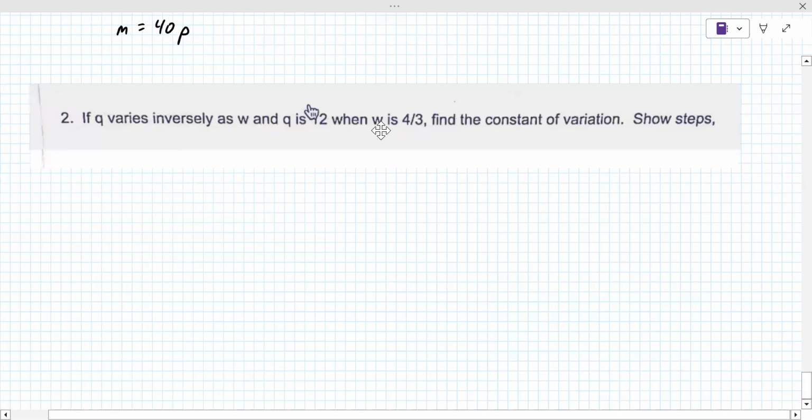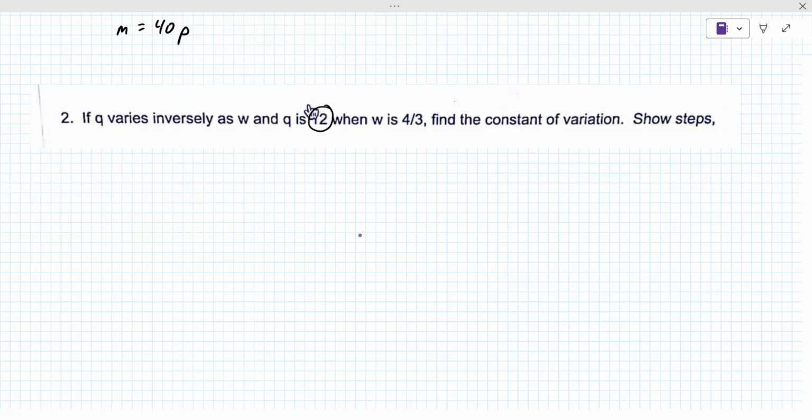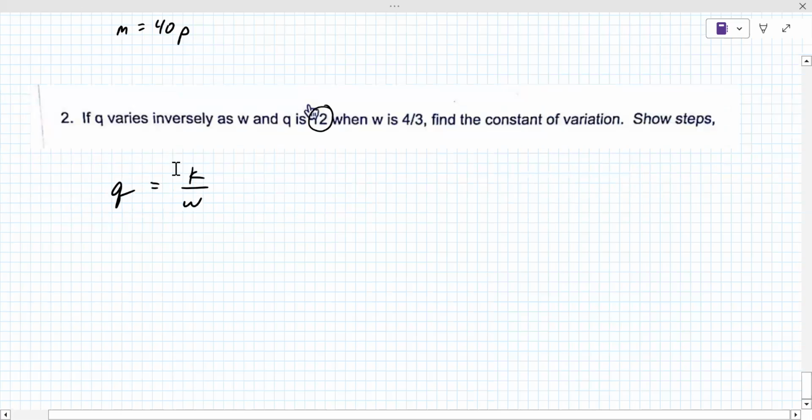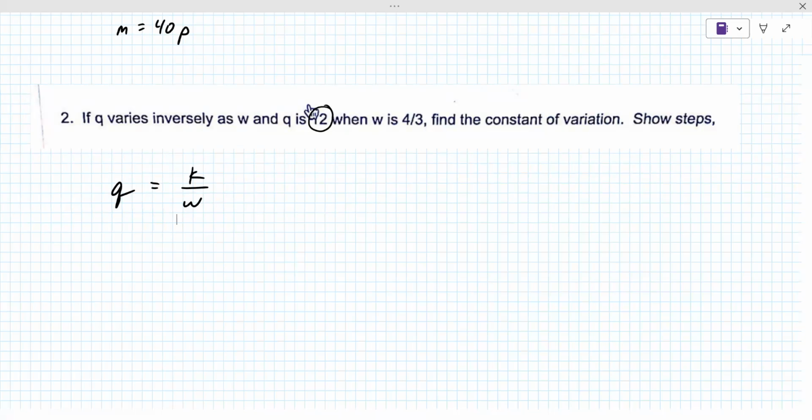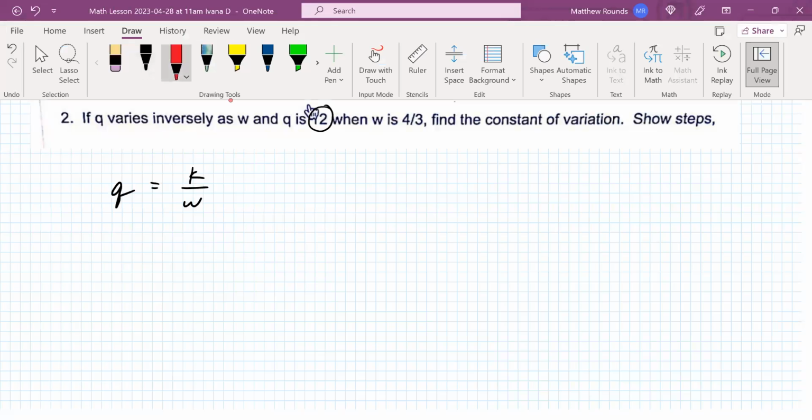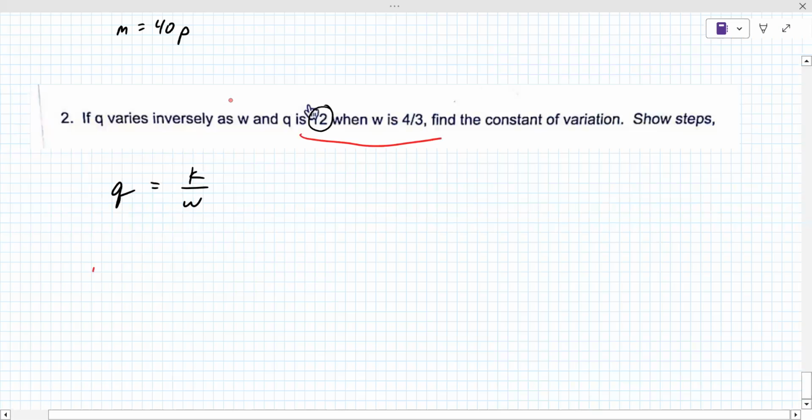If Q varies inversely as W, and I don't know the number here, you're going to have to look, or I'll have to look as well. So Q varies inversely as W, K over W. Inversely is the division, and Q is that 12? Yeah, that's a 12. Okay, just making sure there's a little hand marker over it. So 12 and W is 4/3.